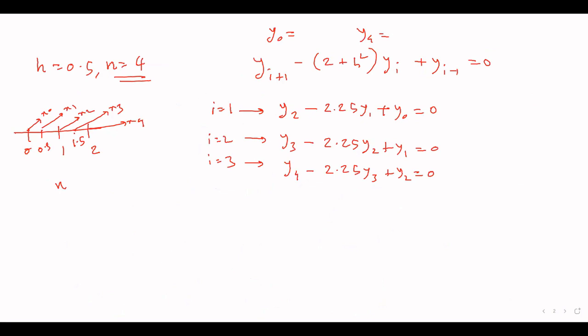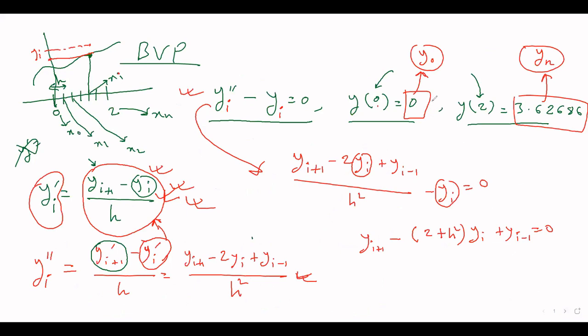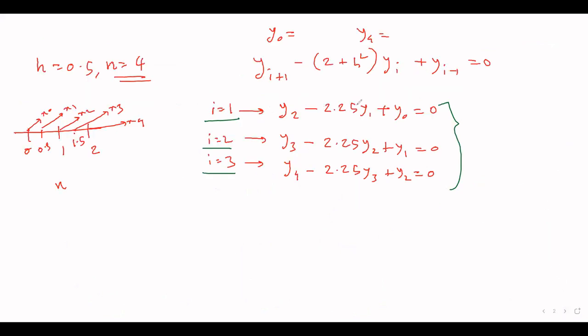Let's get back to where we were. So we have put i equals 1, 2, and 3 and got these three equations. What I was referring to is that we already know what y0 is. We already know yn, or in our case, n equals 4, so we already know what y4 is. So we can replace y0 by our known value 0, and we can replace y4 by our known value.